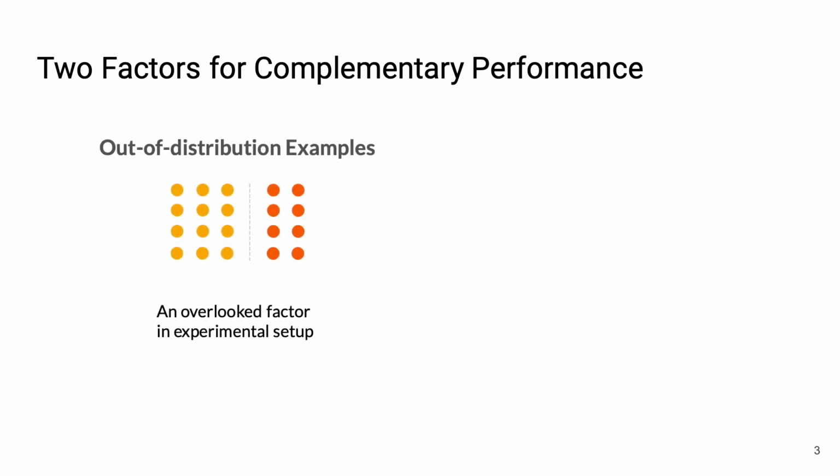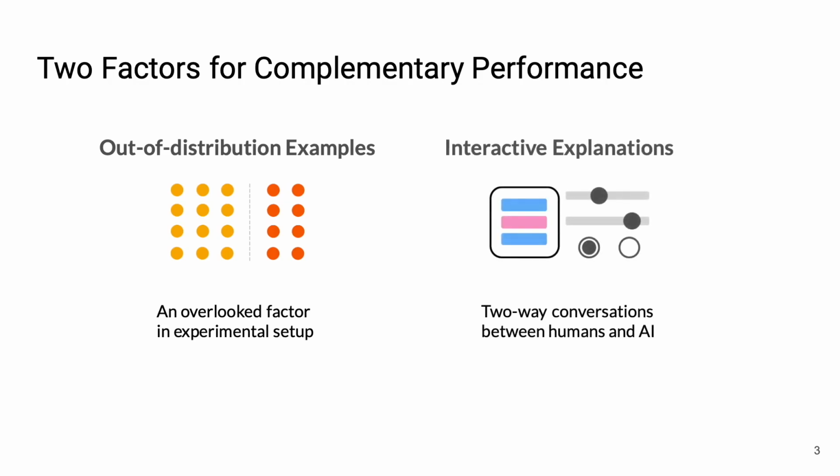To address the elusiveness of complementary performance, we study two factors: the out-of-distribution examples, an overlooked factor in the experimental setup that enables us to provide a more realistic examination of human AI decision-making when AI suffers from distribution shift. And interactive explanations, emphasizing the importance of two-way conversations between humans and AI, which may promote human understanding of AI predictions. Let's dive into out-of-distribution examples first.